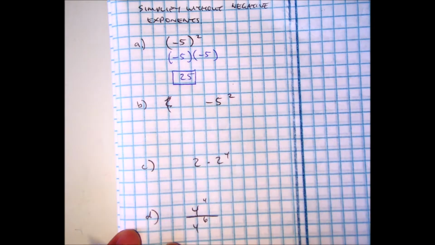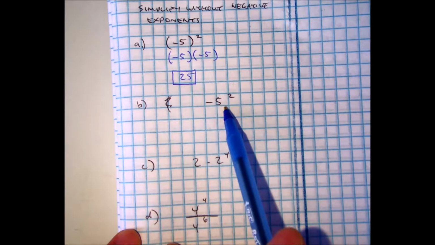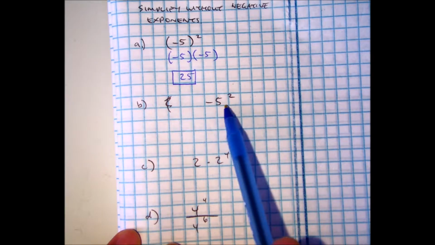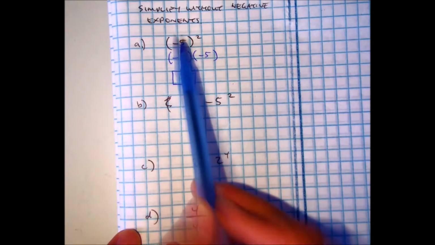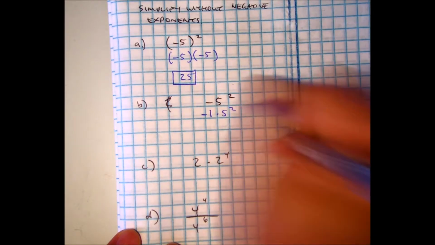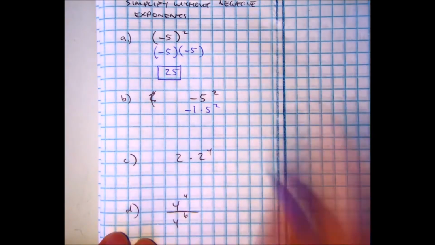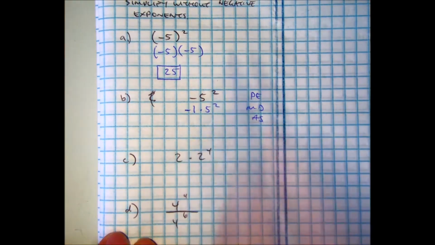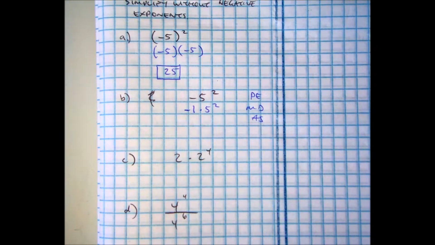Well, it's a set of parentheses. This one does not say -5 times -5. If they wanted to say -5 times -5 or -5 squared, they would have put the parentheses. This one is saying -1 times 5 squared. If you did PEMDAS, you would see that you're supposed to do the exponents first.